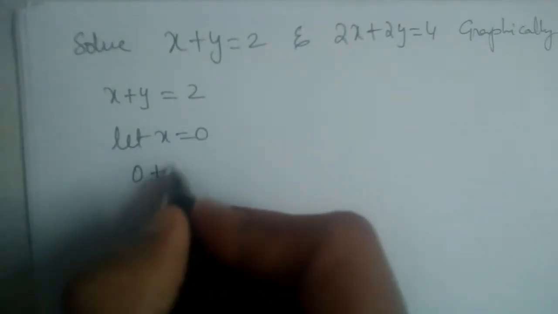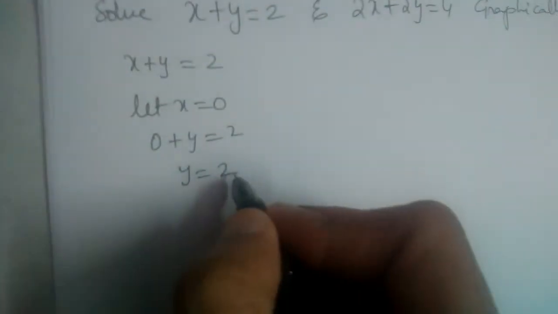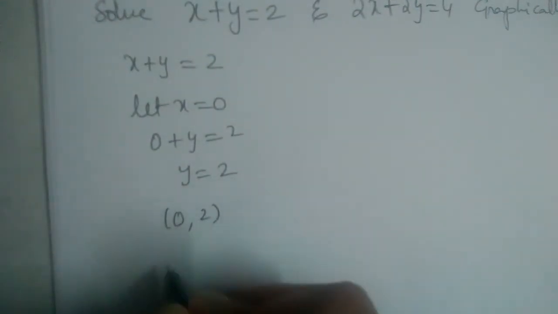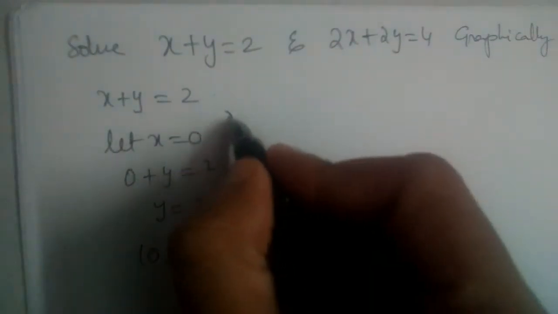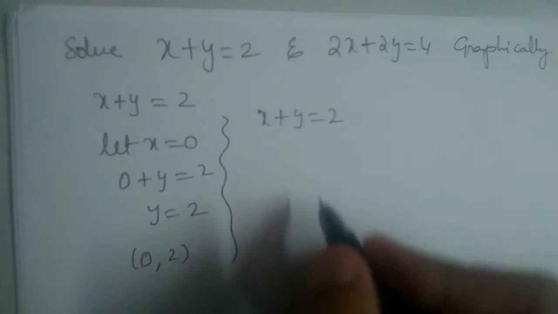So this will become 0 + y = 2. 0 plus y is y. So y will be equal to how much? 2. So the first point is (0, 2). Okay. Now x + y = 2 is our equation, right?